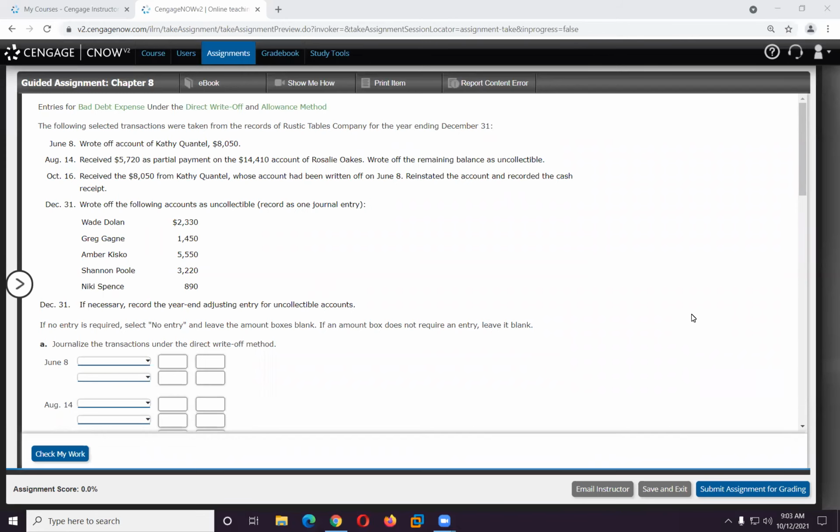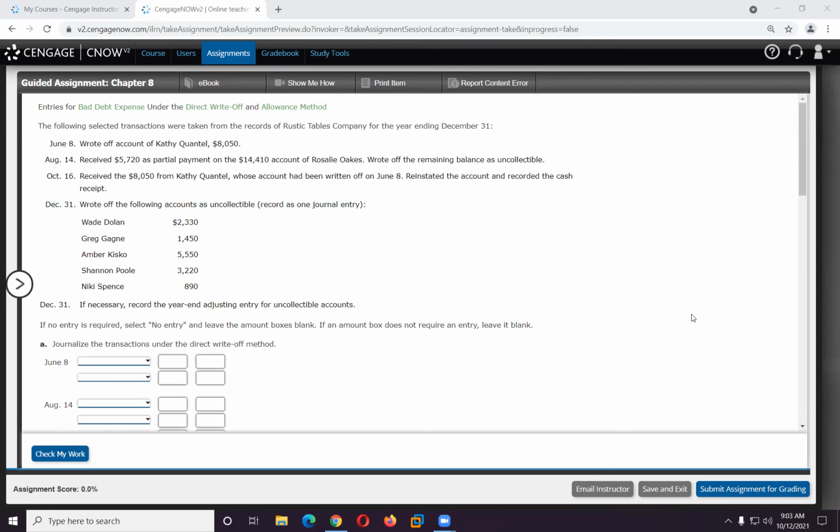Okay, so here's chapter 8's guided assignment. What they're trying to do on this assignment is get us to compare the direct write-off method with an allowance-based method. A couple of things going on with it will be super obvious and easy, and then a couple that are less so.